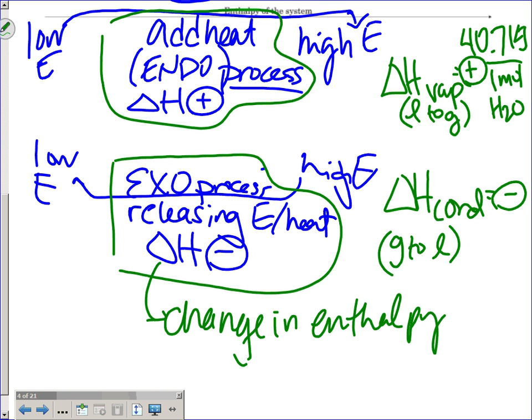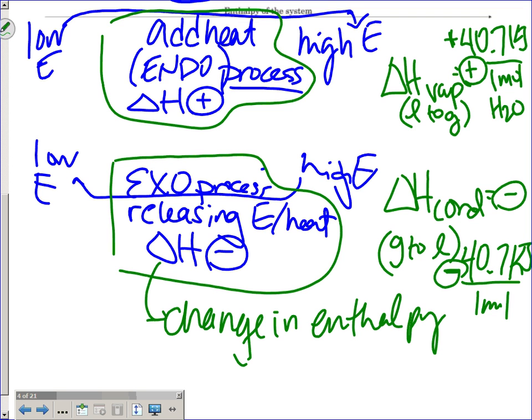Don't inverse it, just inverse the sign, which we've already done, right? Same amount of energy, exact same amount of energy. So 40.7 kilojoules (kJ) per 1 mole of water, except this one's negative, whereas this one's positive. So we're learning about how we relate phases of matter to other phases of matter, and also the energy changes that are associated with those phase changes.